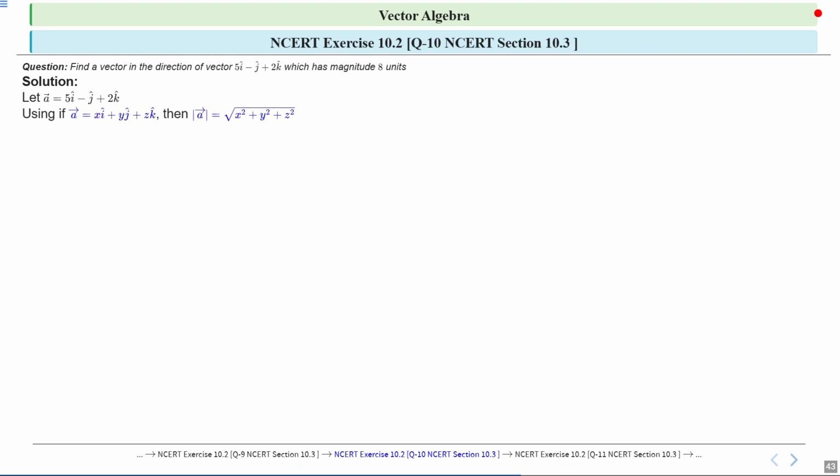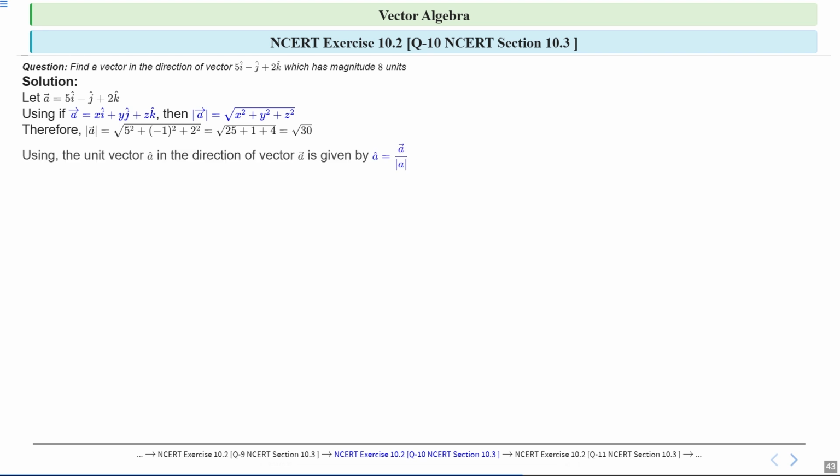So using, if a vector is equal to x i cap plus y j cap plus z k cap, then magnitude of a vector will be equal to root over x square plus y square plus z square. Therefore, magnitude of a vector will be equal to root over 5 square plus minus 1 square plus 2 square, which is equal to root over 25 plus 1 plus 4, which is equal to root 30. Now using the unit vector a cap in the direction of vector a, given by a cap will be equal to a vector upon magnitude of a vector.